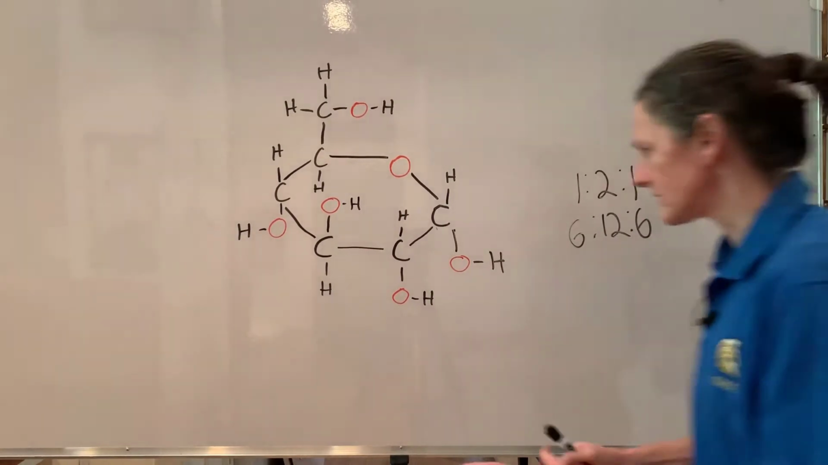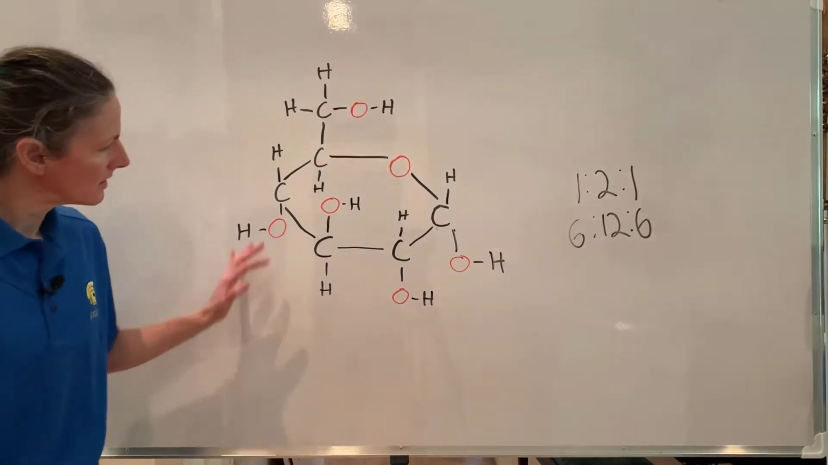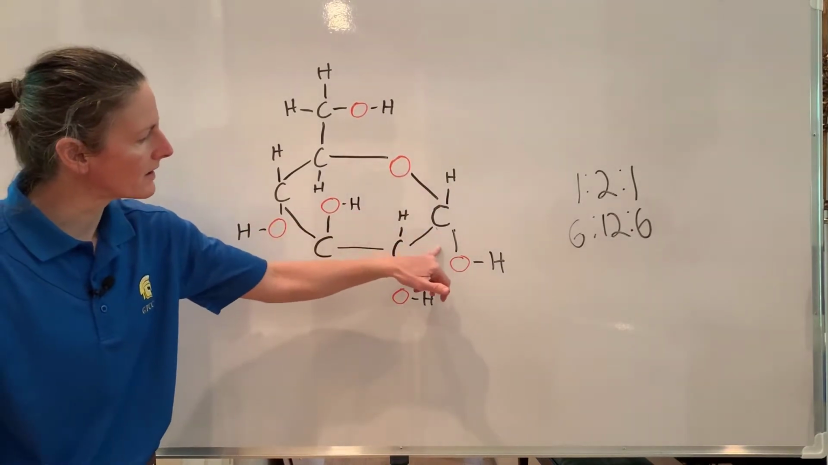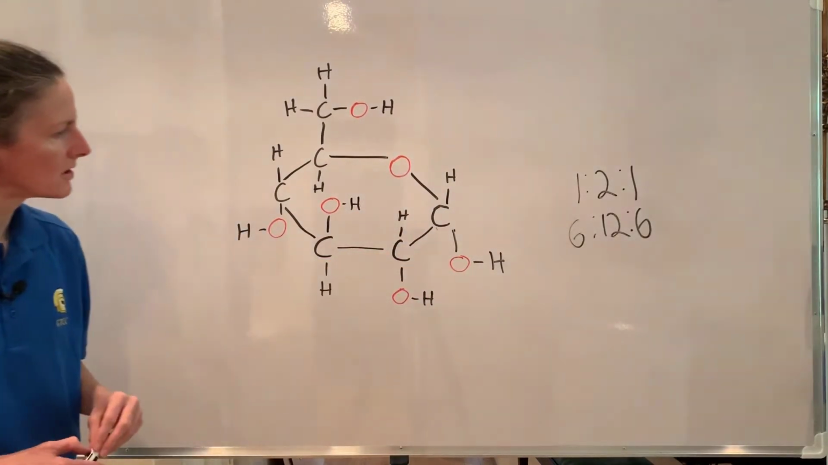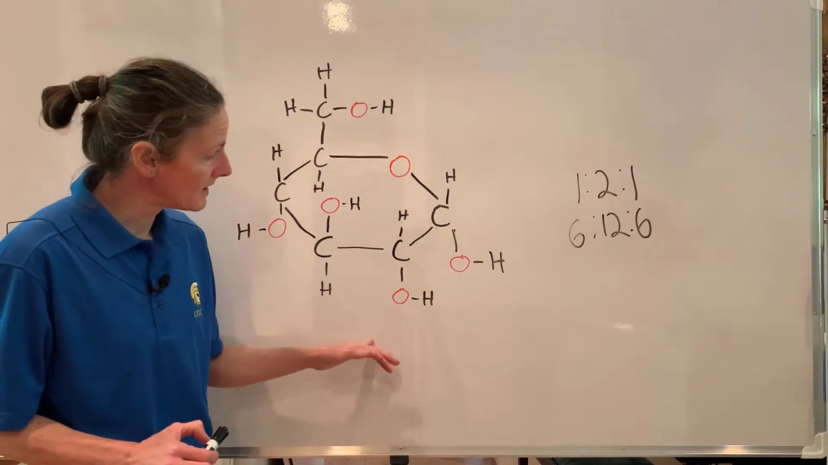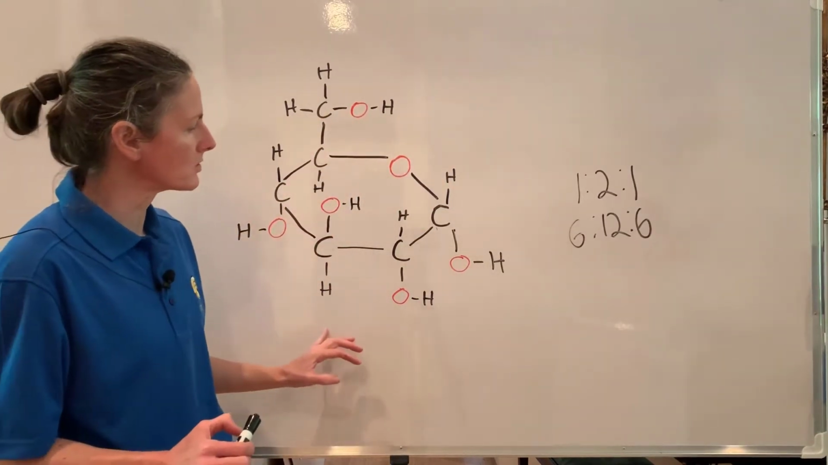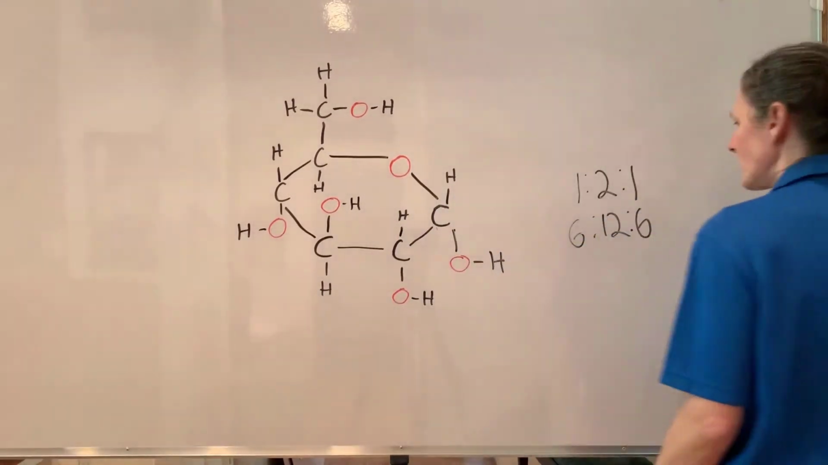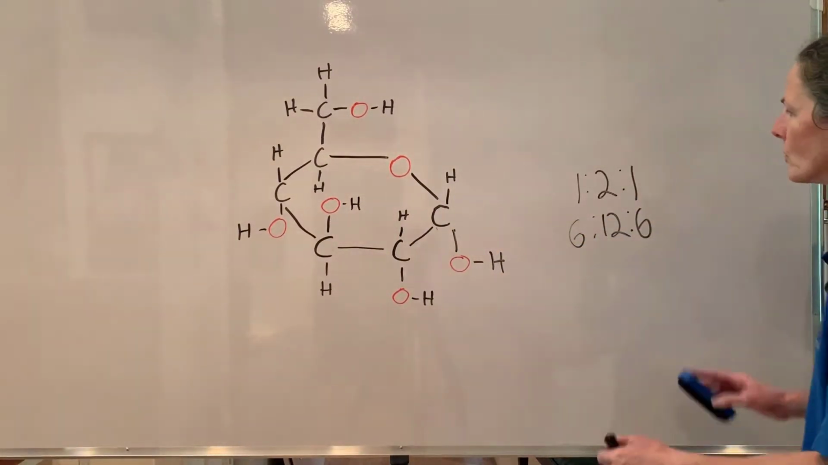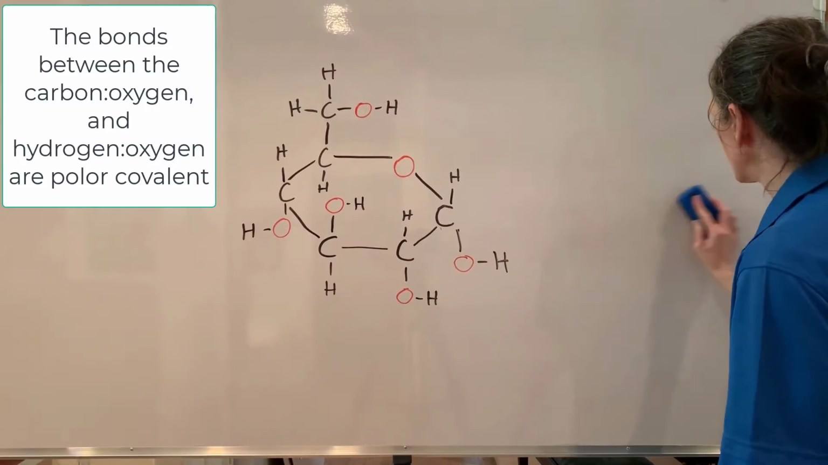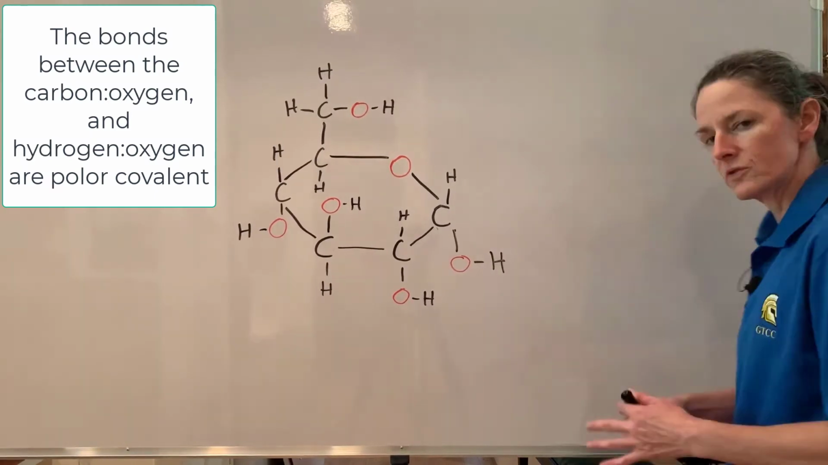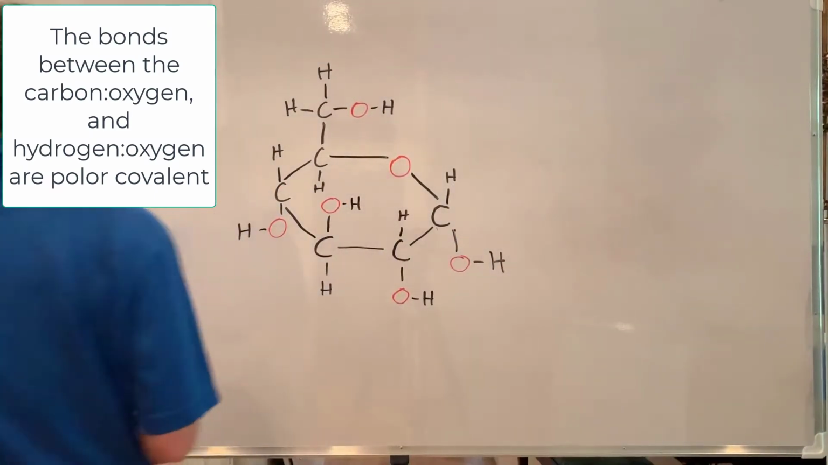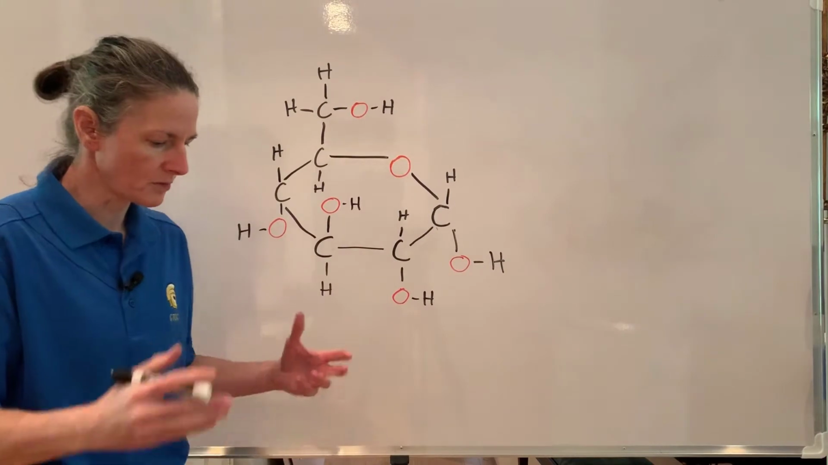And we can see that these oxygens are covalently bonded to carbon and to hydrogen. So what does that mean? That means that this is a polar molecule. It has polar covalent bonds, and polar covalent bonds like water. So sugar can interact with water. So if you've ever dissolved table sugar in water, you know that it dissolves completely.